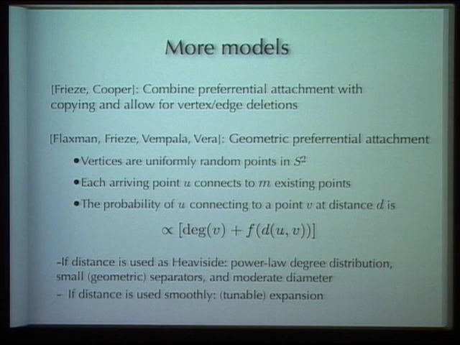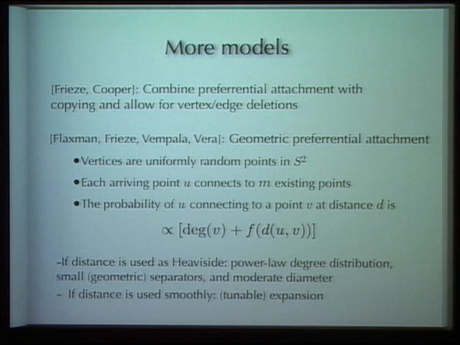Now, the probability that it's going to connect to a point at a certain distance is going to be proportional both to the existing degree of that vertex, and it's going to be also a function of the distance. So it turns out, in their first paper, they said, look, when a point lands, there's some critical radius R. It will only connect among things that are within distance R, and among those, it's going to do it by preferential attachment. And what you get is a power law degree distribution, and you also get relatively small separators.